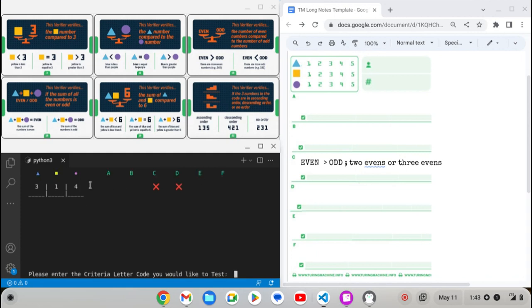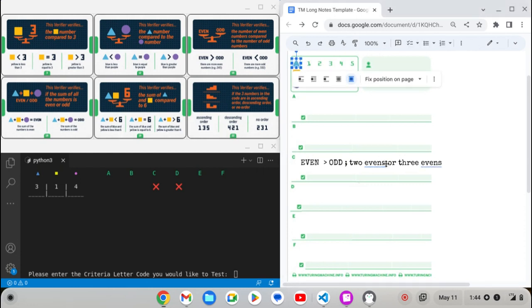Okay, so again, if I look at my proposal and I add up the digits, 3 plus 1 is 4, 4 plus 4 is 8. That means that the sum of my proposal is an even quantity. And the Turing Machine told us that that is incorrect. So the sum should not be even. In fact, the sum should be odd. So that's what I'm going to do here.